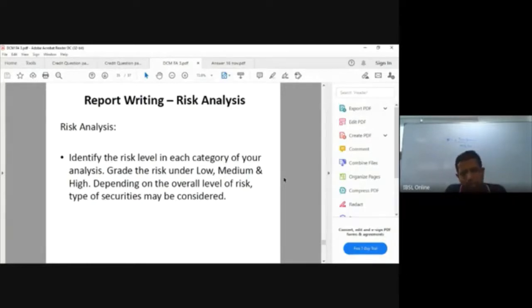This is also a very essential part of your answer sheet. I will allocate at least 4 to 5 marks for this, right? 4 to 5 marks.